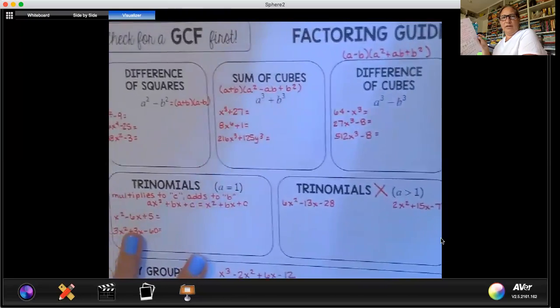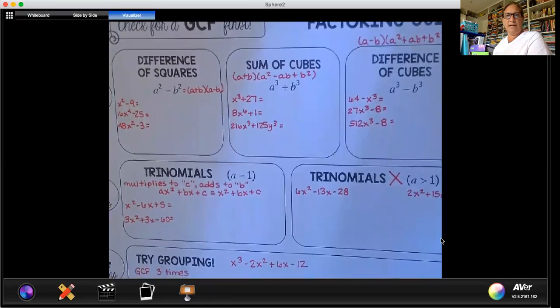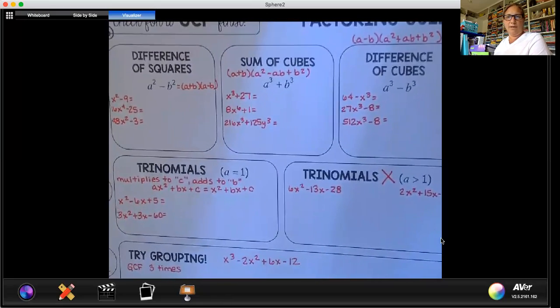And we have a factoring guide here. I'm going to give you guys just a minute. You can't see everything at once, but I want you to copy these down. I know I didn't pause the video last time. I'm going to pause the video, come back and let you check each one.